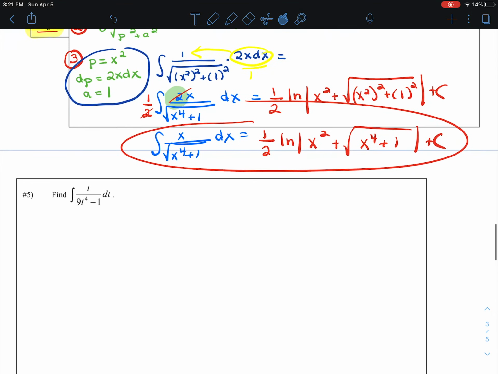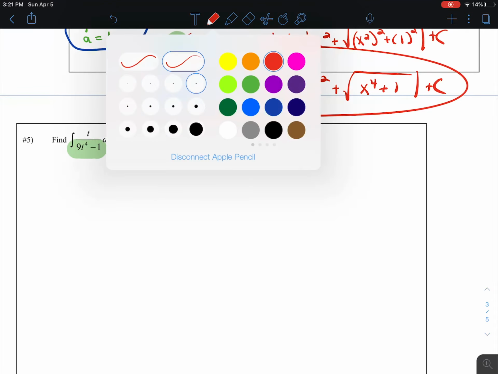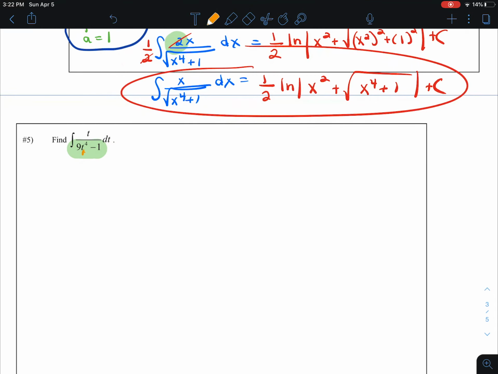Okay, let's try one more here. Our goal is to pick what we think the most complicated part of this integral is. It's definitely going to be the denominator. I'm also going to draw your attention to the fact that you see there's a t to the fourth there? We should look for a p squared in the formula for that spot. Okay, we want to look for a p squared.